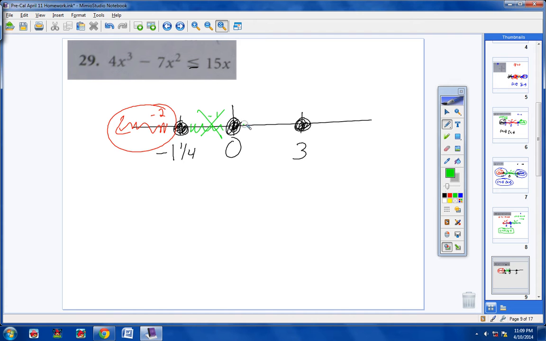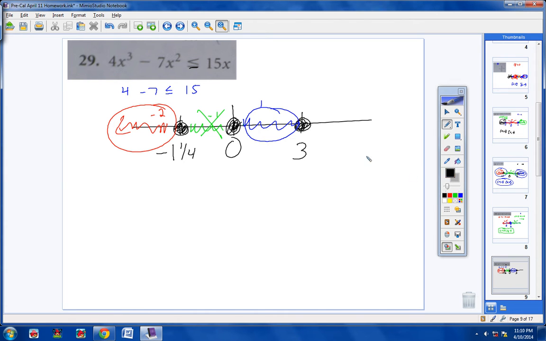And now we'll test a 1 for this section right here. We'll test the number 1, and 1 to the third power is 1 times 4. 1 squared is 1 times negative 7 is negative 7, less than 15. That's true. Negative 3 is less than 15, so this section here does work.